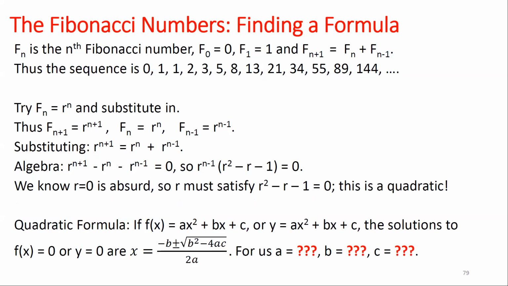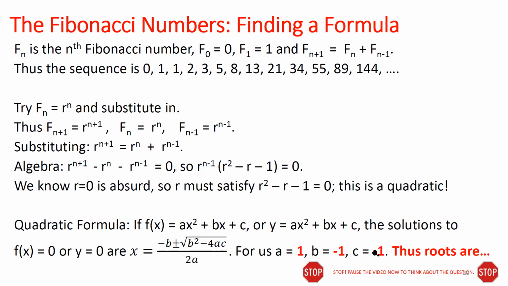The quadratic formula. If you give me f of x is ax squared plus bx plus c, the roots are just negative b plus or minus the square root of b squared minus 4ac over 2a. For us, we're not using x as a variable. What are we using as our variable? R. So what would a be, what would b be, and what would c be? A would be 1, b would equal negative 1, and c would be negative 1. Then you plug those values in. Pause so you can try and see what you get.